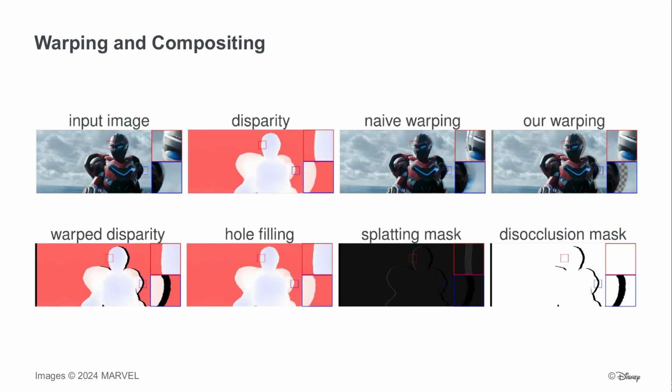Let us look more detailed at the warping and compositing. With the input image and disparity, a naive warping would result in artifacts. In contrast, our warping correctly composites foreground over background in case of occlusions and leaves these occlusions unfilled, which will be resolved in the next step. We additionally warp the disparity by itself and close warping holes. Further, we compute a map counting the number of splats per pixel as well as a disocclusion mask.